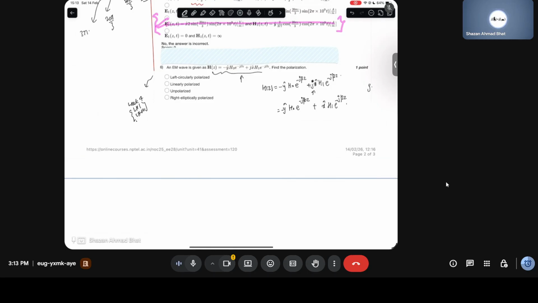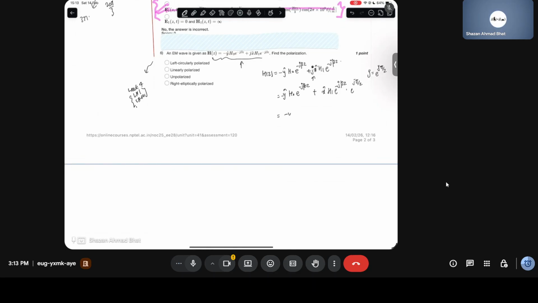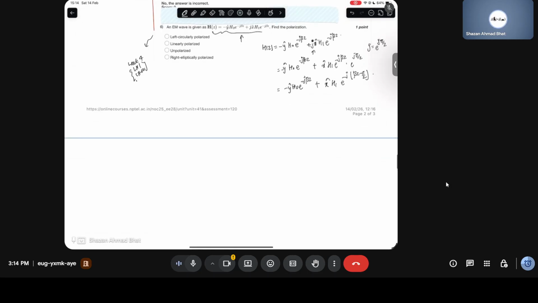You can write j as e to the power j pi by 2. Okay, so you can write it as j pi by 2. Okay, now you can just bring it inside. You can have minus j beta z plus x cap h1 e to the power minus j, let's write it as beta z minus pi by 2. It's exactly like this. So now you will take the real part of it only in order to understand the dynamics of this electromagnetic wave.